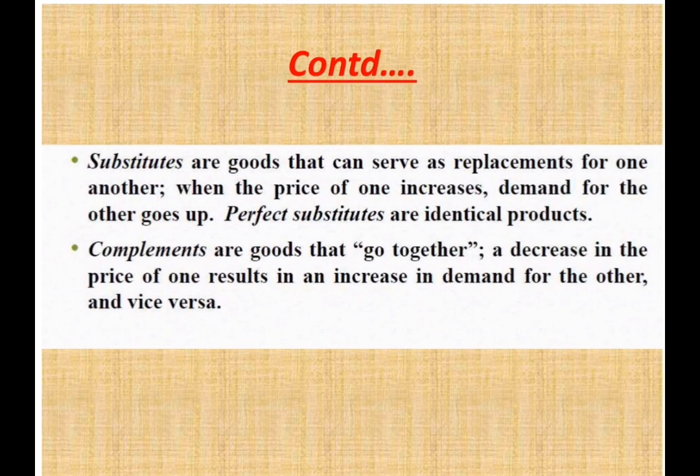Substitutes are goods that can serve as replacements for one another. When the price of one increases, demand for the other goes up. Perfect substitutes are identical products. Complements are goods that go together. A decrease in the price of one results in an increase in demand for the other and vice versa.